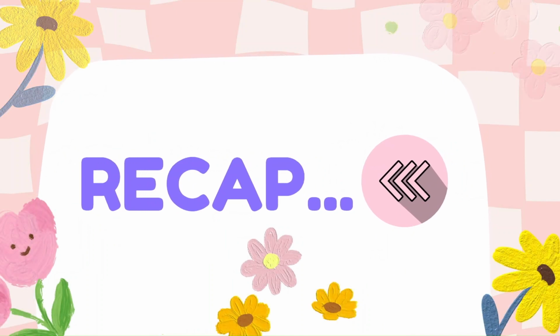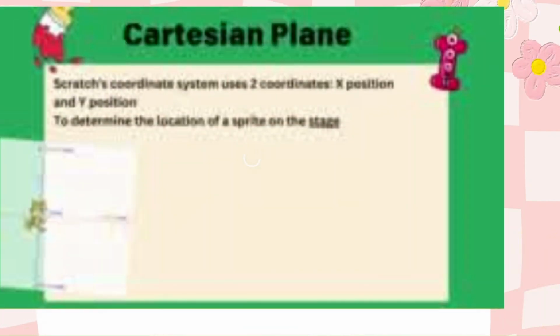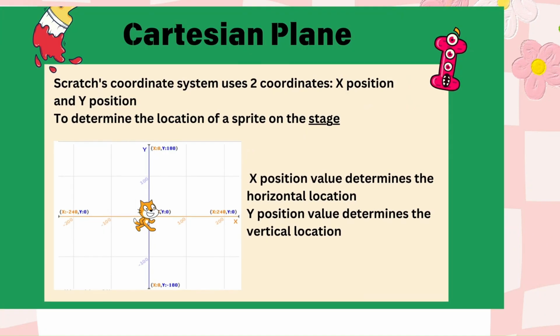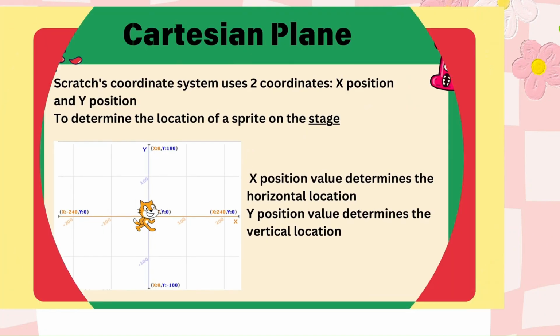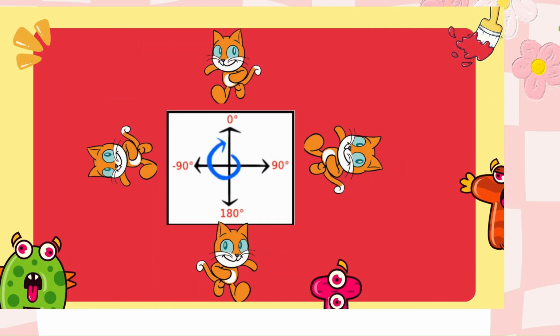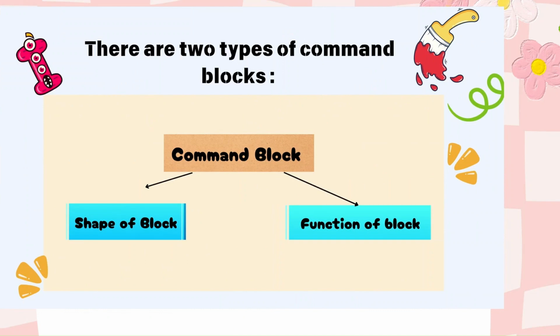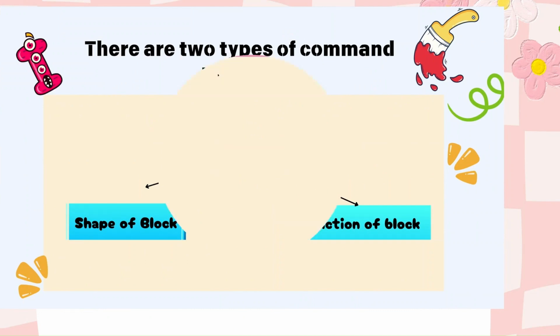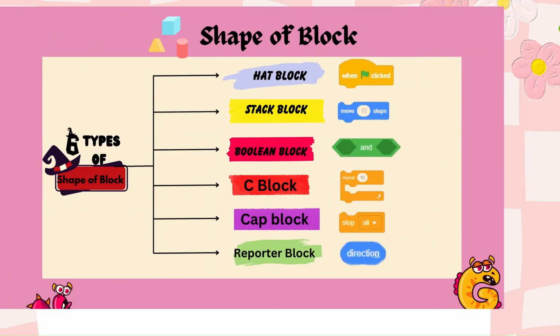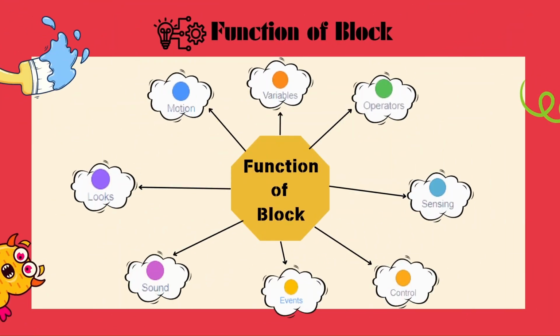The very first thing we talked about was the Cartesian plane, right? Then how we can make our Scratchy move in different ways, and how we can make it rotate. Then the most important thing, command blocks, which were the basic building blocks, right? They were of two types on the basis of shape and their function. On the basis of shape, we saw there were 6 blocks, and now we are going to discuss them, and also the function of blocks.